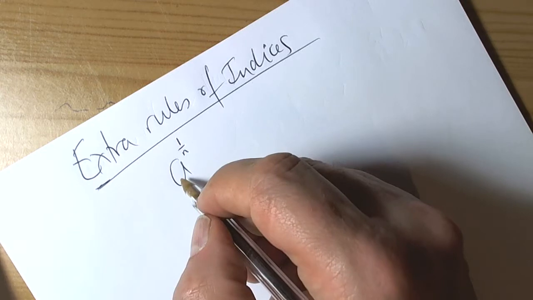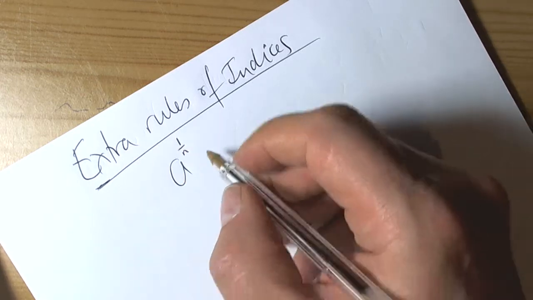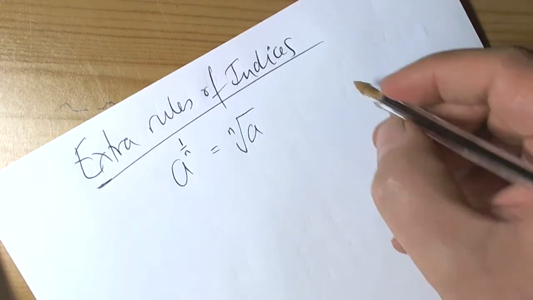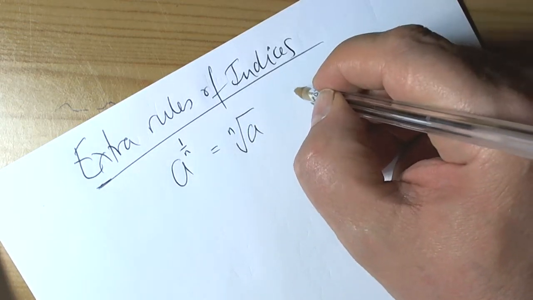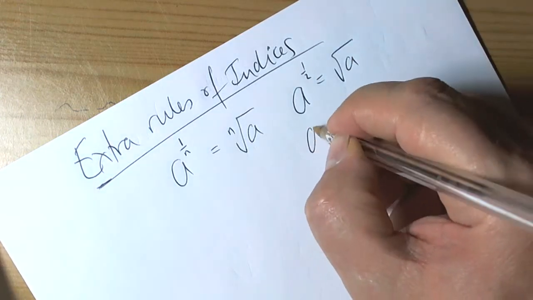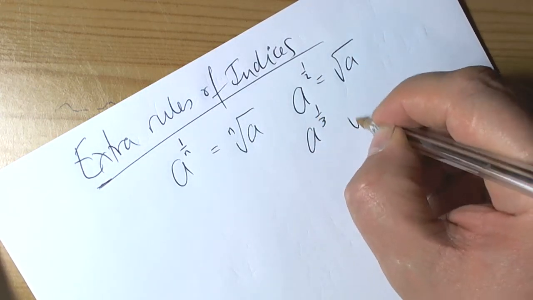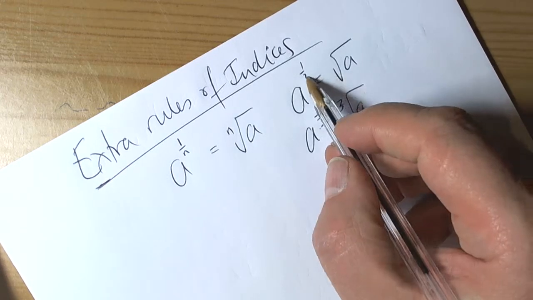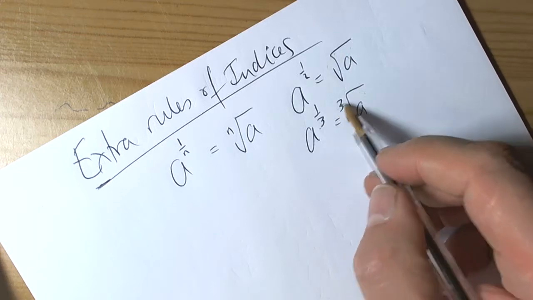When you've got something raised to a fraction power, it's what's called the root of the number. So, for example, if I've got a to the power of a half, that's the square root of a. If I've got a to the power of a third, then it's the cube root of a. So the 3 becomes the cube root, the 2 becomes the square root, the second root, the third root.